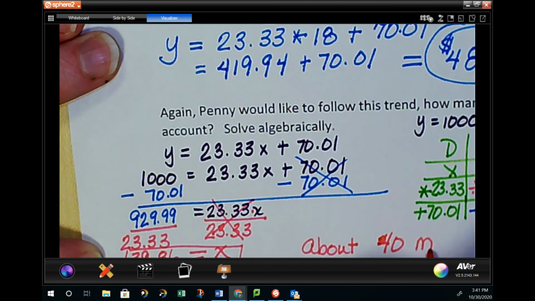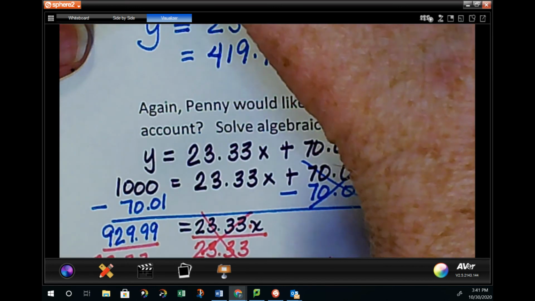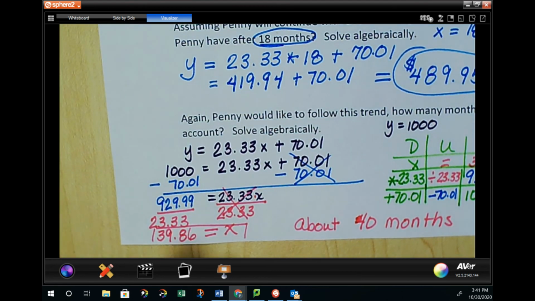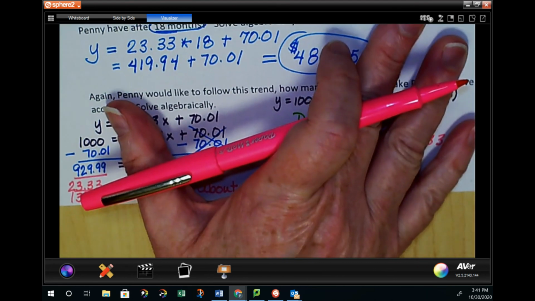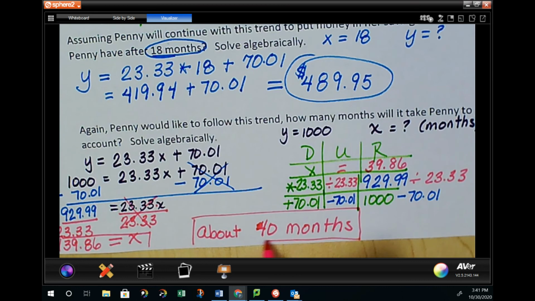The answer to that question is about 40 months. So this will take you about 40 months. Now remember, this is the trend line that I drew. Your line can be totally different than somebody else's, but your answers should be approximately the same. They are not going to be 100% the same, because a trend line is an approximate line of best fit, not the perfect line of best fit.